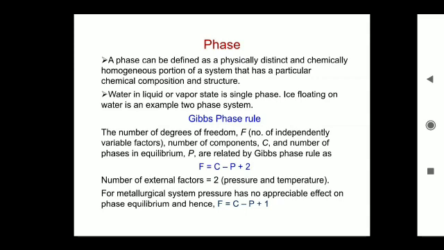When water in liquid or vapor state is present, it is a single phase; water present in a liquid phase or vapor phase has only one phase. Ice floating on water is an example of a two phase system. A system containing liquid and vapor existing together in equilibrium is a two-phase system, so P equals 2. A system containing gas, liquid and solid has three phases.